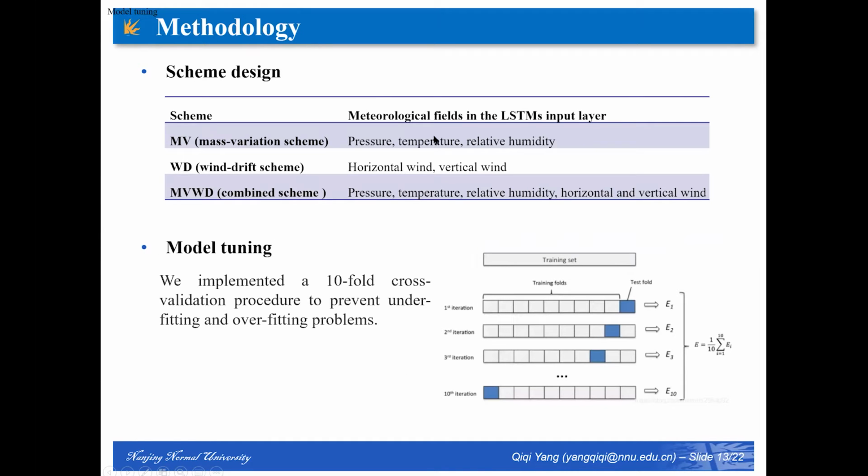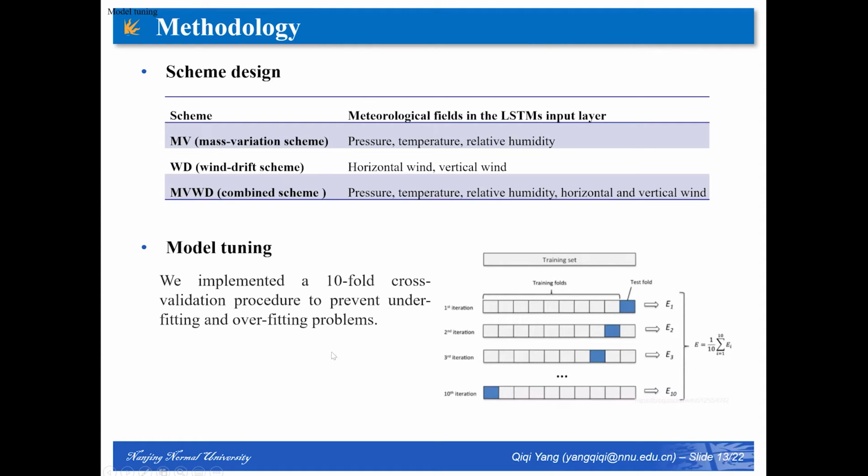We designed 3 RGD adjustment models. Scheme 1 considers the evaporation. We call it the mass variation scheme, MV, in which the LSTM input layer includes the pressure, temperature, and the relative humidity. Scheme 2 is the wind drift scheme, which considers the horizontal and vertical wind, and the combined scheme considers all the meteorologic fields used in this study.